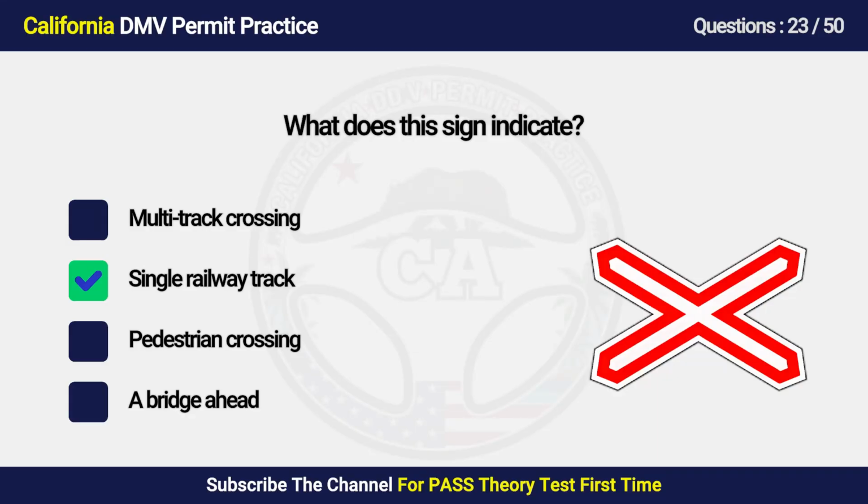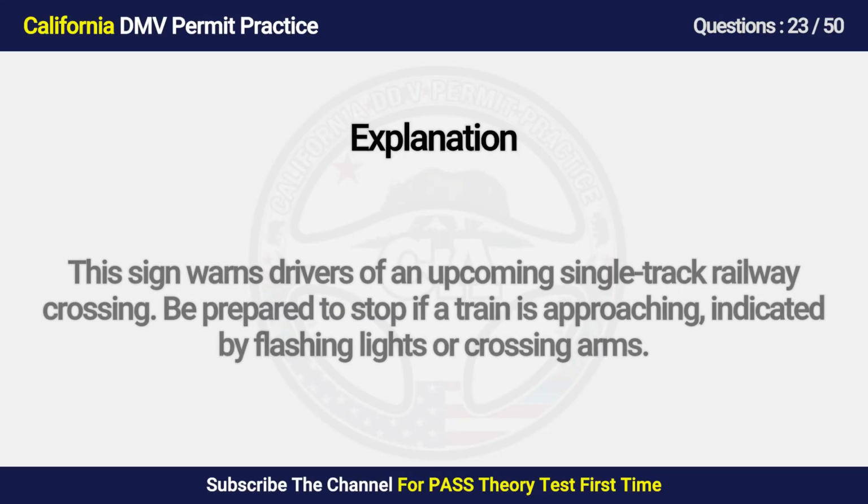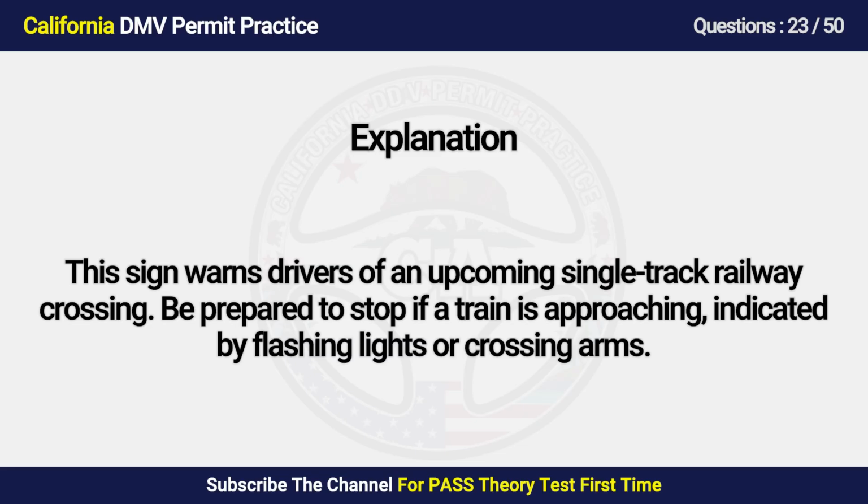Answer is B. Single railway track. This sign warns drivers of an upcoming railway crossing. Be prepared to stop if a train is approaching by flashing lights or crossing arms.